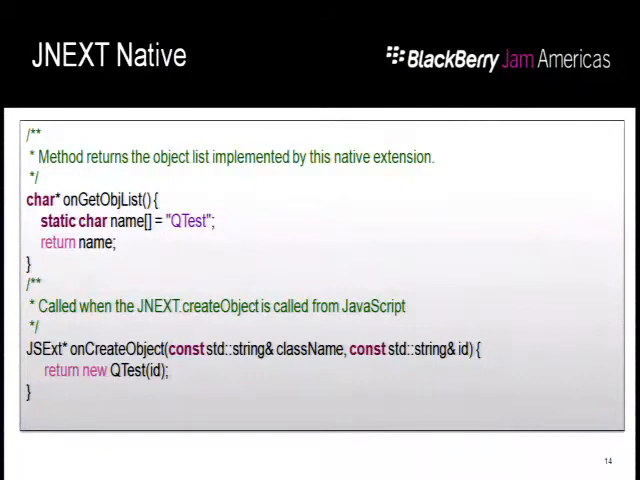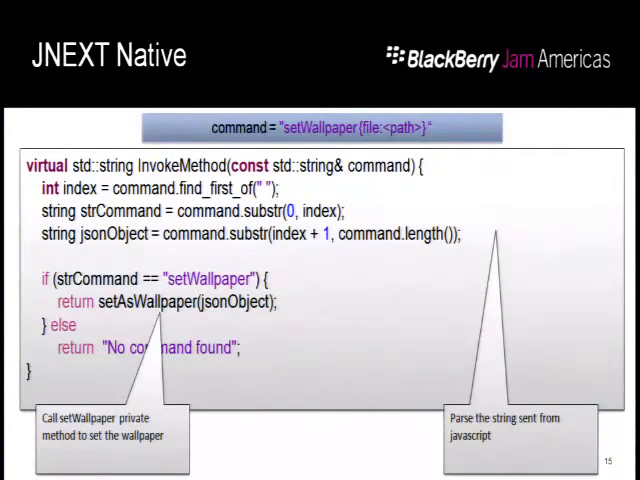So one JNEXT extension could potentially create 10 different objects, right? At that point, you will obviously have to if-else this, but right now I can just return this because I'm always creating the same one. This is where you do your work.